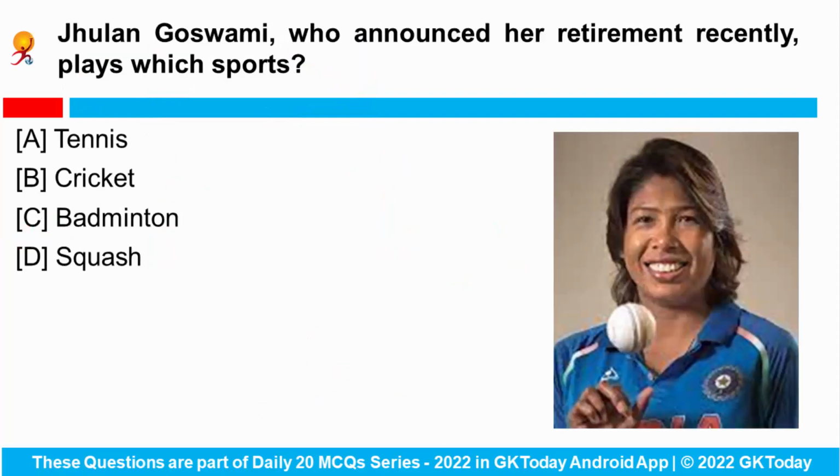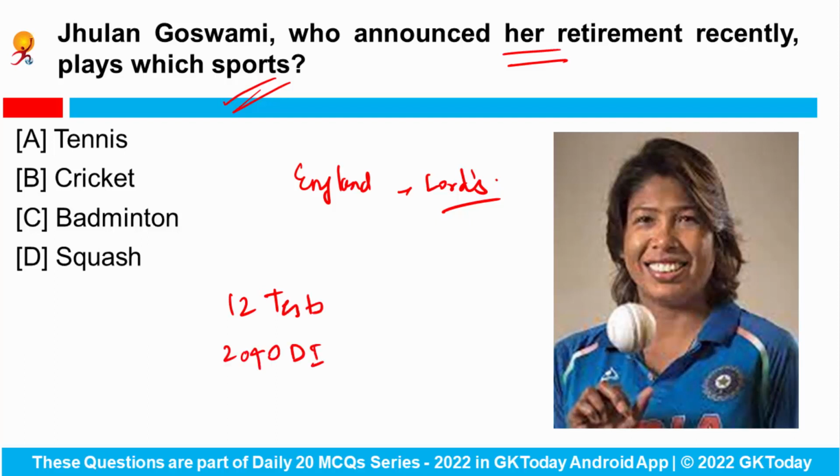Next is Jhulan Goswami, who announced her retirement recently, plays which sport? So India's ace female cricketer Jhulan Goswami announced her retirement recently as she played her final international match against England at Lords. Jhulan played a total of 12 Tests, 204 ODIs and 68 T20Is for the Indian women's team. And she has clinched 255 ODI wickets, which is the most by a women's cricketer in this format.